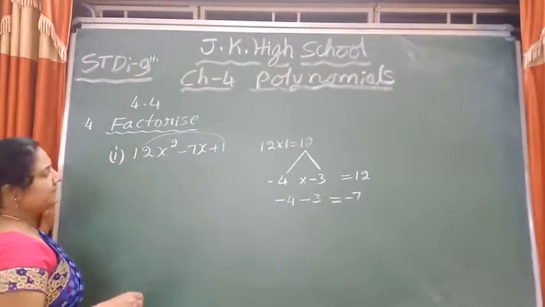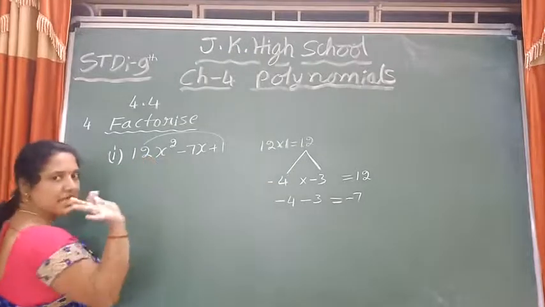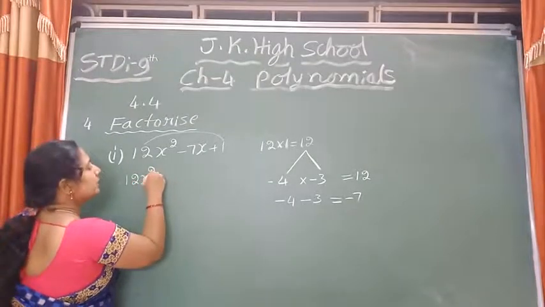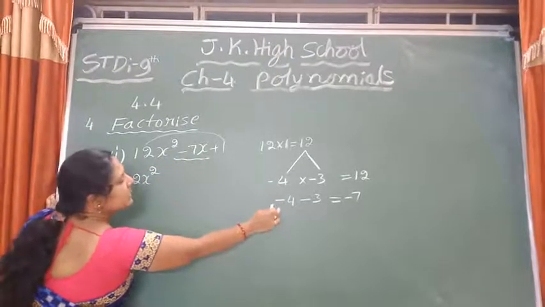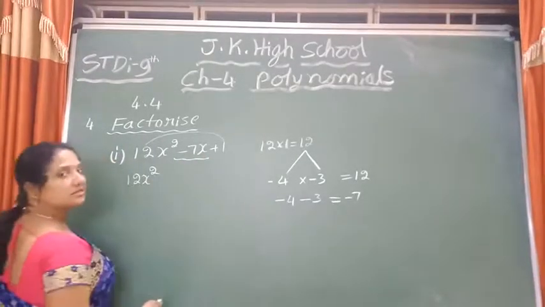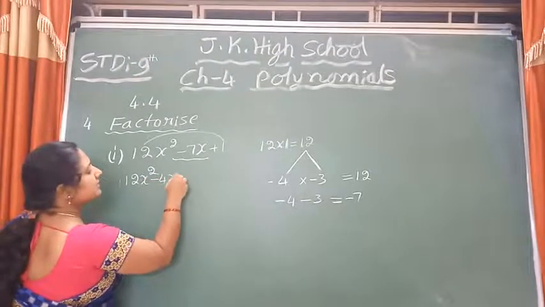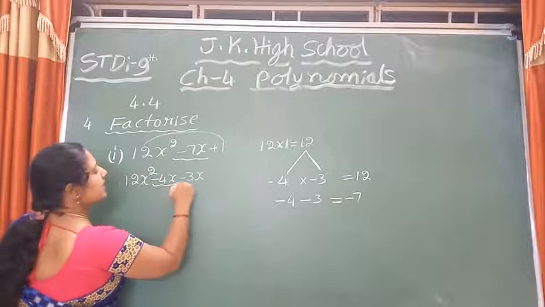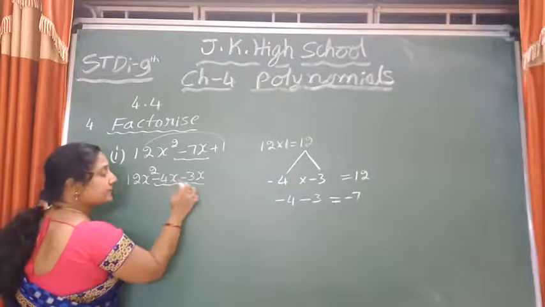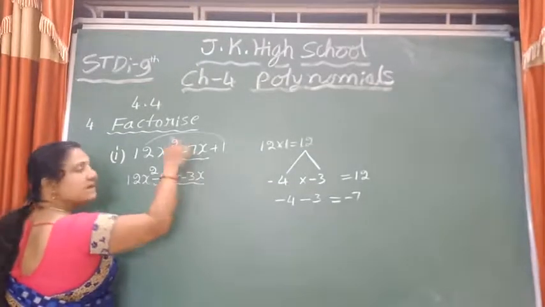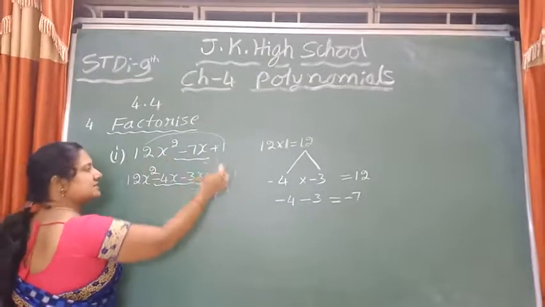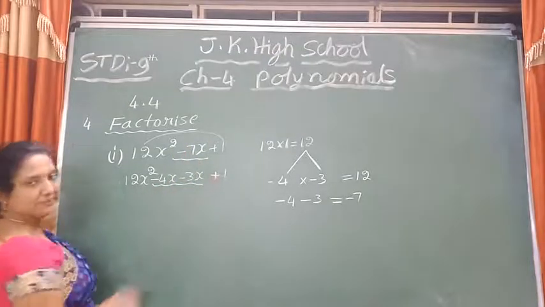Okay children, now see, I am going to write first term as it is. I am not going to change anything for first term. 12x square as it is. Only the middle term I am going to split in this manner. Minus 7x, instead of that, I am going to split that middle term as minus 4x minus 3x. See, value is not changed. Minus 4x minus 3x is minus 7x only. So then last term as it is. Only the first term as it is, last term as it is. Only the middle term, in that manner you have to split.